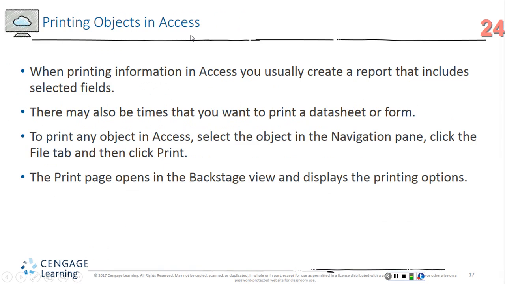Printing objects in Access. So you can print information out of Access just like any other Microsoft Office program. Usually you're going to create a report that includes selected fields to do that, but there may be times that you want to print a datasheet or form. You can do that. Really all you have to do is select the object in the navigation pane, click the File tab, and click Print. The print page opens, and the Backstage view displays the printing options.